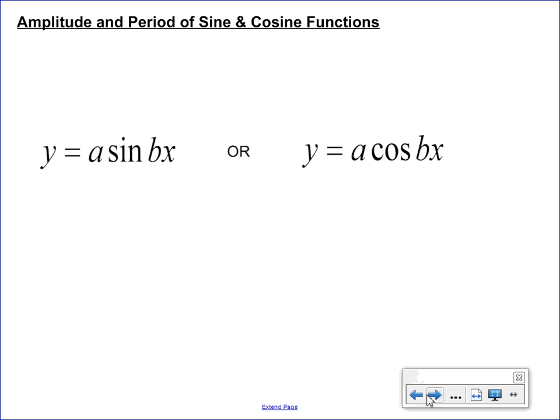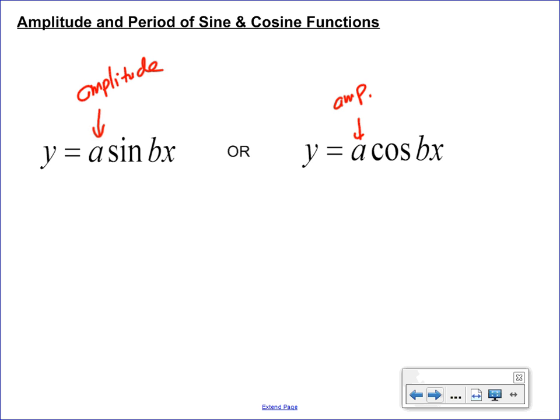Let's talk about the anatomy of an equation for sine and cosine. If there is a number in front of sine and cosine being multiplied to sine and cosine, we're going to give that the letter A. It's the letter A because that stands for the amplitude. So in both sine and cosine, that A stands for the amplitude.